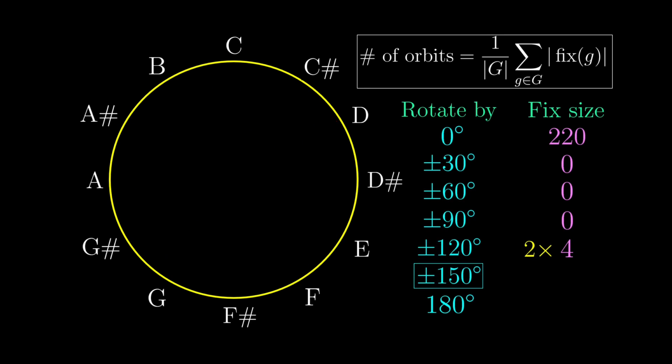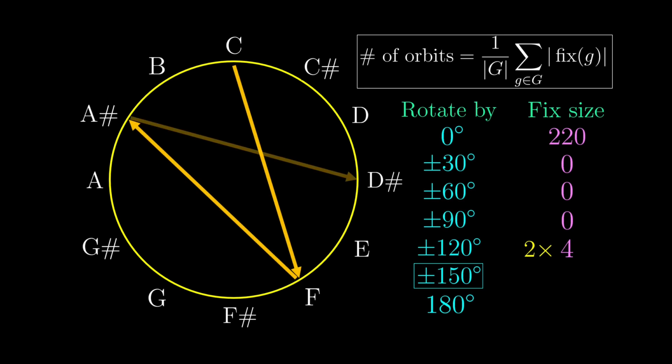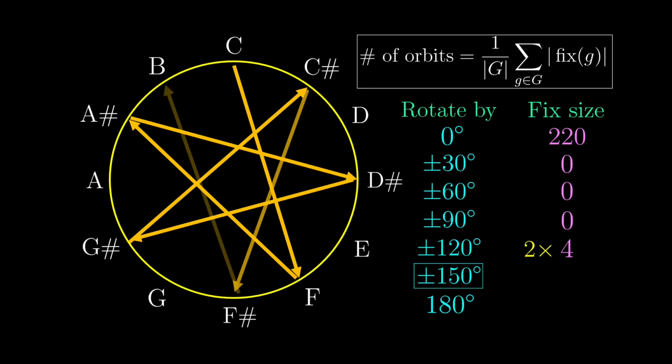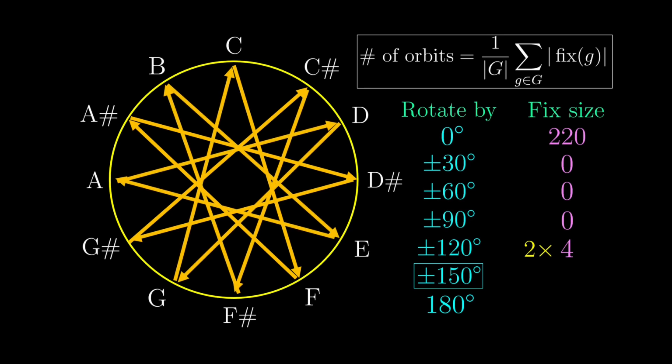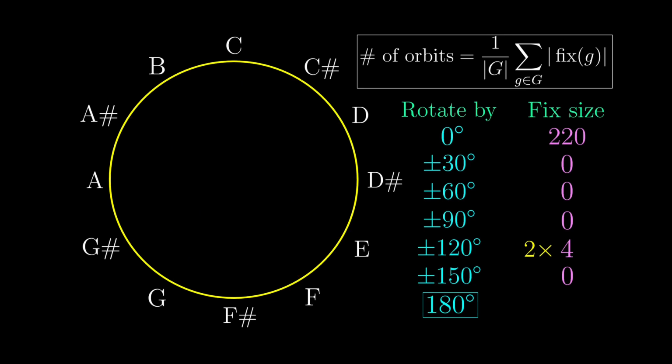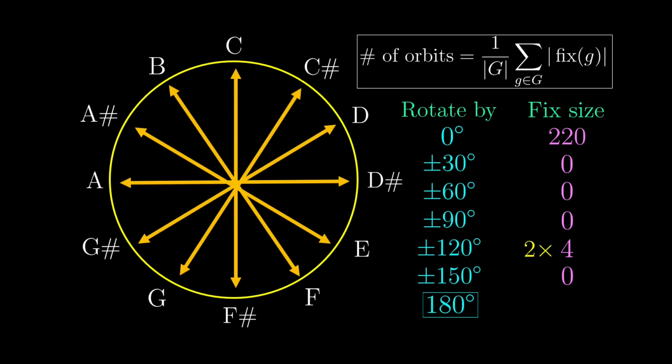Next up, we have the 150-degree rotation. If C is chosen, then it turns out that through this logic, we would require every single tone to be chosen. So similar to what we did with the 30-degree rotation, the fixed size is 0 as well. The final symmetry is the 180-degree rotation. In this case, pairs of notes are swapped, so pairs of notes get chosen or not. But since we are considering 3-note chords and 3 is odd, the fixed size is 0 again.